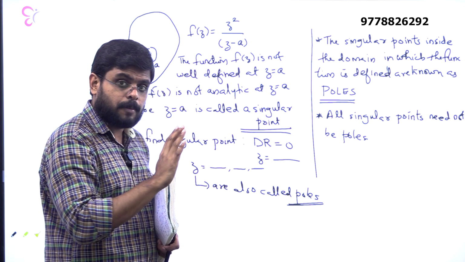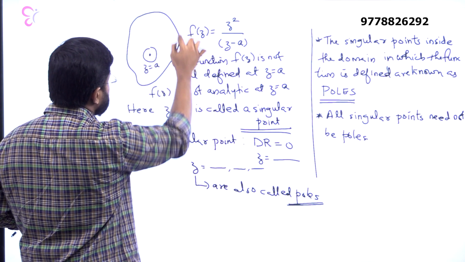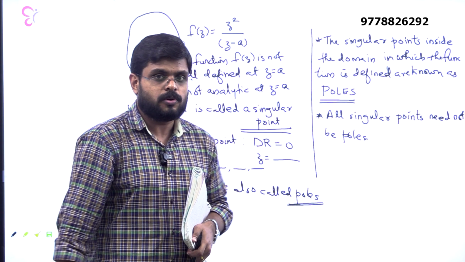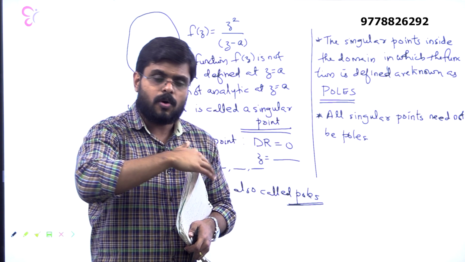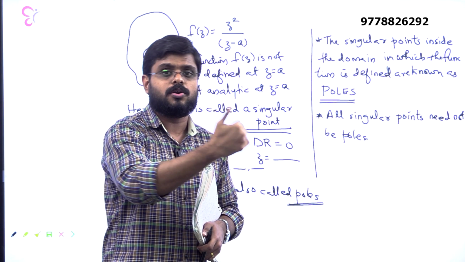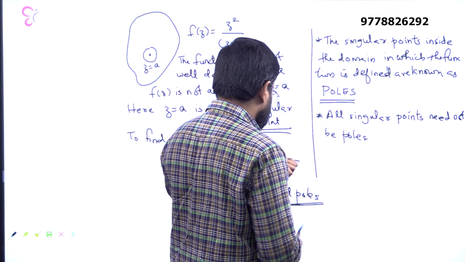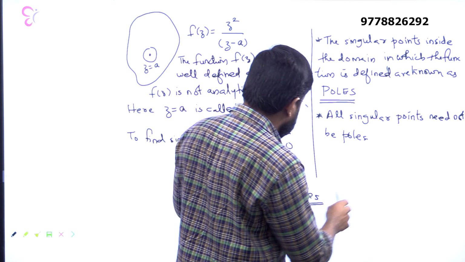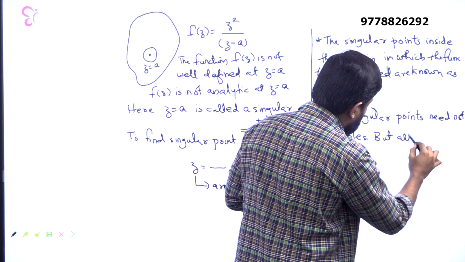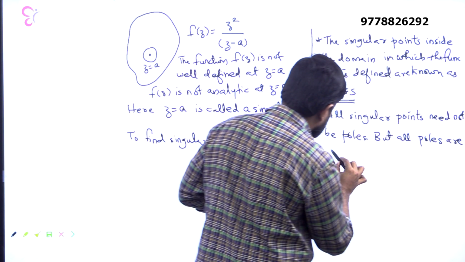So the singular points which are inside the contour are known as poles. All poles are singular points, but all singular points need not be poles. Clear? So all singular points need not be poles, but all poles are singular points.